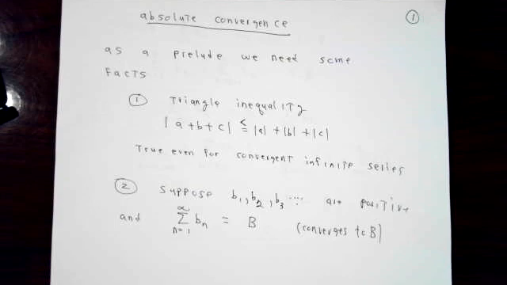Based on this absolute convergence idea, we're going to have one more pair of convergence tests, and then we'll be ready to start talking about what we're really interested in. So coming up next is the root and ratio test.